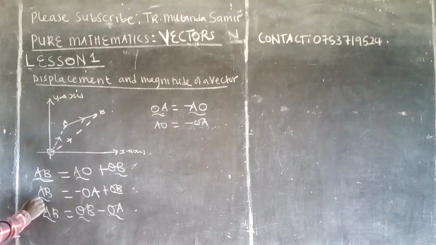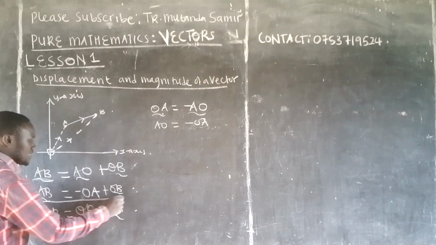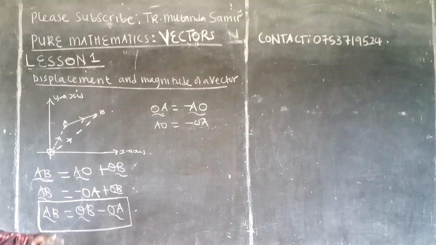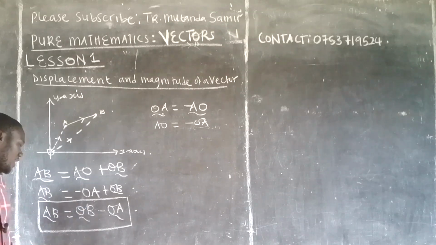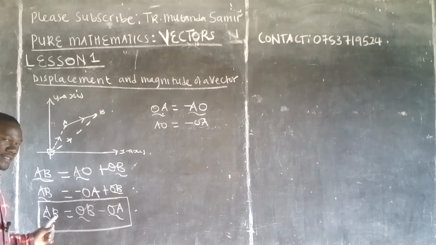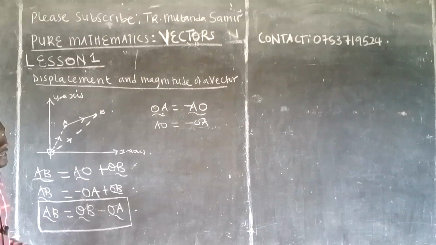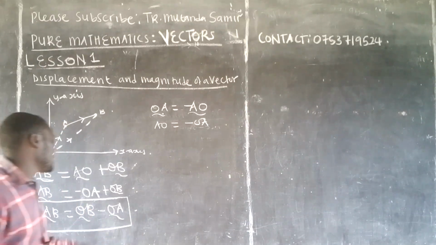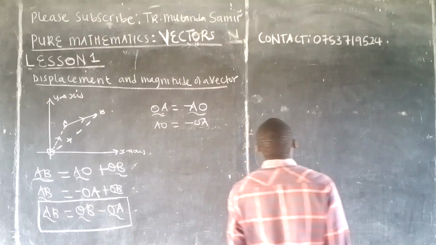So this here is the formula for displacement. Times when they ask for AB, you just know we say OB minus OA. The logic is to start with this minus that, and it comes from there. Now this is what we mean by displacement. Let's now go and see what we mean by magnitude.